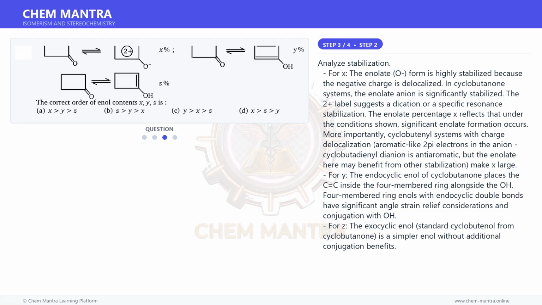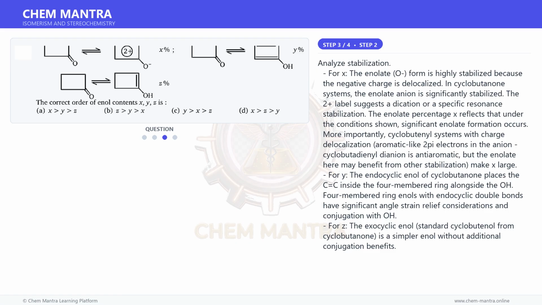Analyze stabilization. For X, the enolate O- form is highly stabilized because the negative charge is delocalized. In cyclobutene systems, the enolate anion is significantly stabilized. The 2+ label suggests a dication or a specific resonance stabilization. The enolate percentage X reflects that under the conditions shown, significant enolate formation occurs. More importantly, cyclobutenyl systems with charge delocalization, aromatic like 2 electrons in the anion, the cyclobutenyl dianion is antiaromatic, but the enolate here may benefit from other stabilization, making X large.